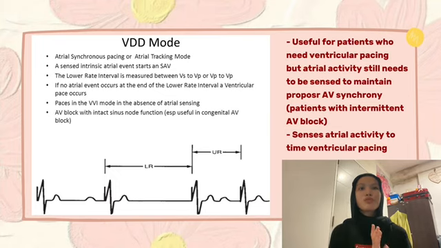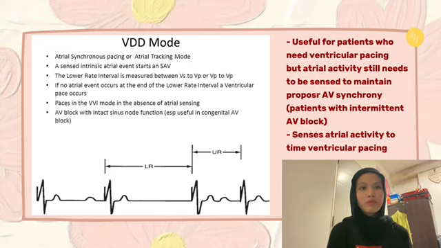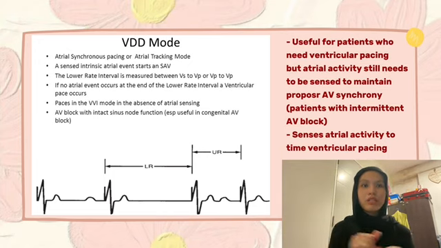So this is useful for patients who need ventricular pacing but whose atrial activity still needs to be sensed to maintain proper atrioventricular synchrony. For example, in patients with intermittent AV block, it only has one lead in the ventricle, but it senses the atrial activity to time ventricular pacing. In other words, it basically maintains AV synchrony without needing a second lead in the atrium.